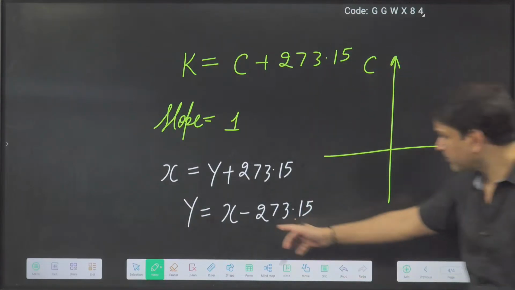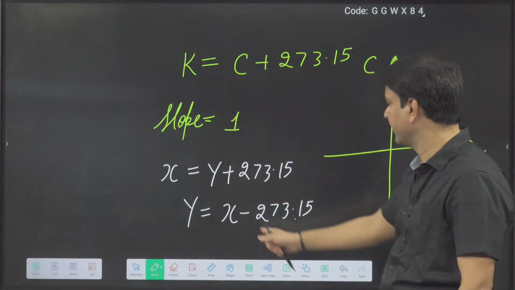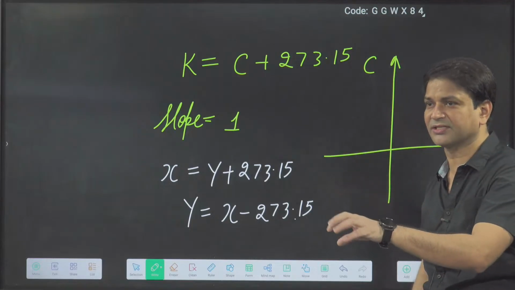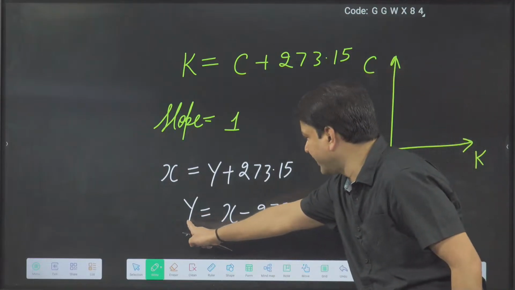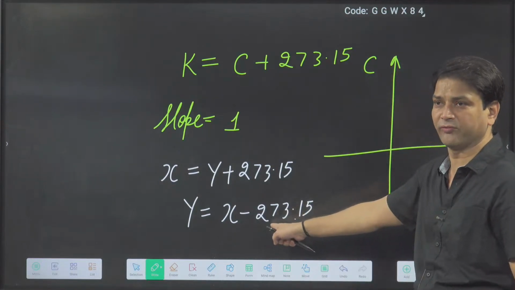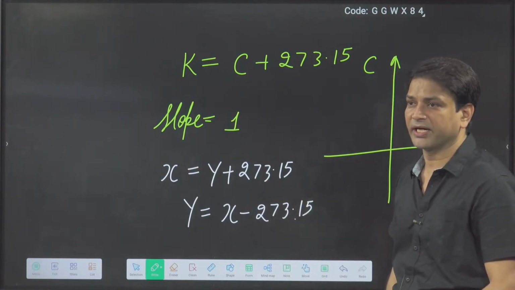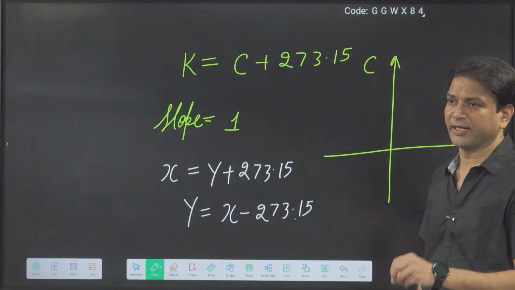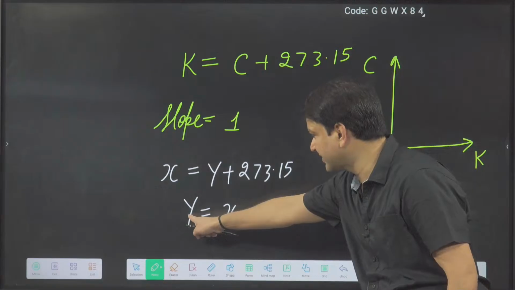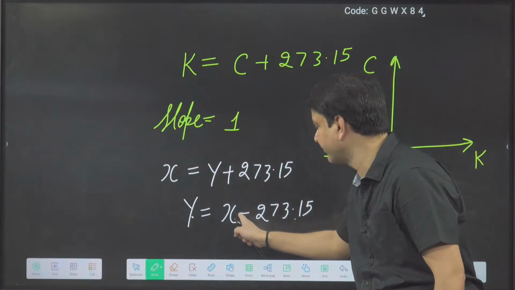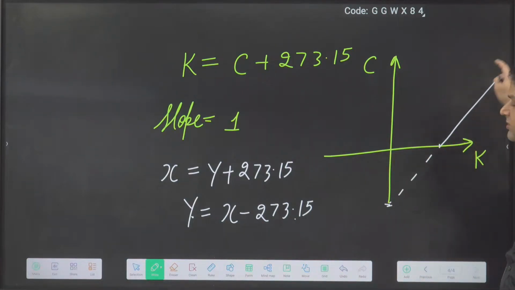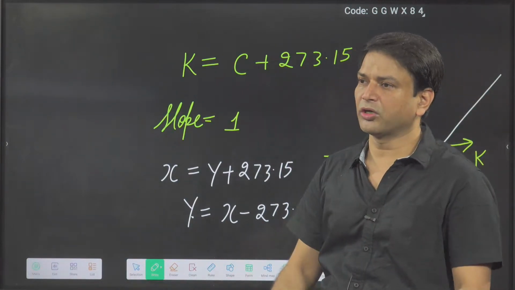So here what is the slope? The slope I got is 1. Now for the x-intercept, y is equal to 0. For the y-intercept, x is equal to 0. For the y-intercept I put x is equal to 0, then I get minus 273.15. Everybody getting it or not? So the y-intercept is minus 273.15. For the x-intercept I put y is equal to 0, then I get x as 273.15, positive. Now by joining them you will get the straight line. Did everybody get it or not?